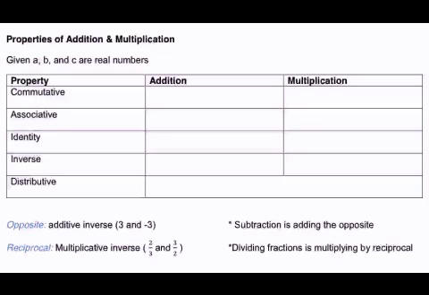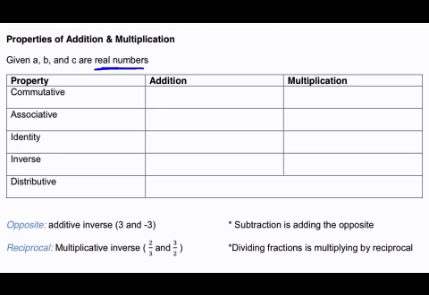In the last section, we are looking at properties of addition and multiplication. So in these examples, we are going to look at the letters A, B, and C, and they are all real numbers. So we just talked about what real numbers look like. So again, A, B, and C are all real, or any real number.